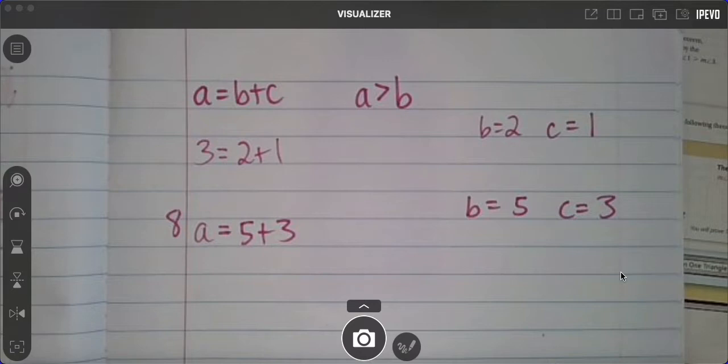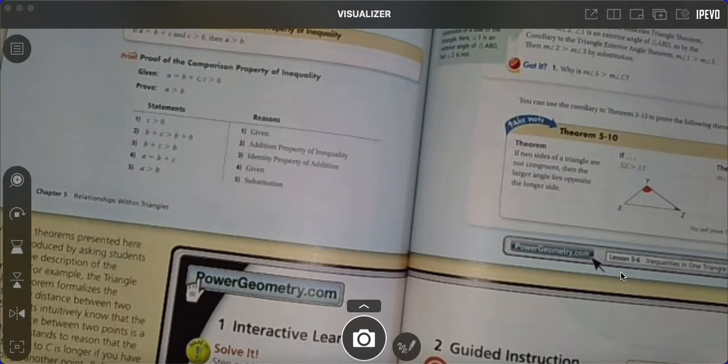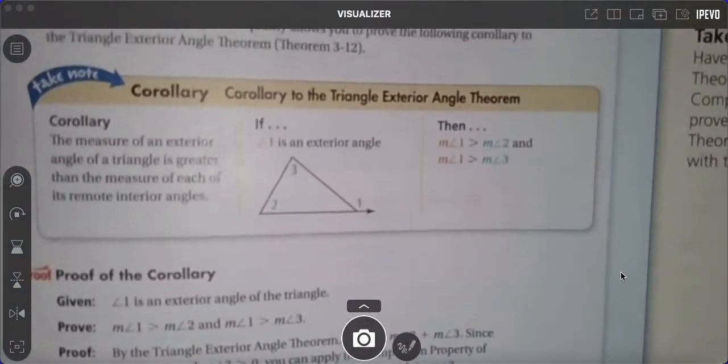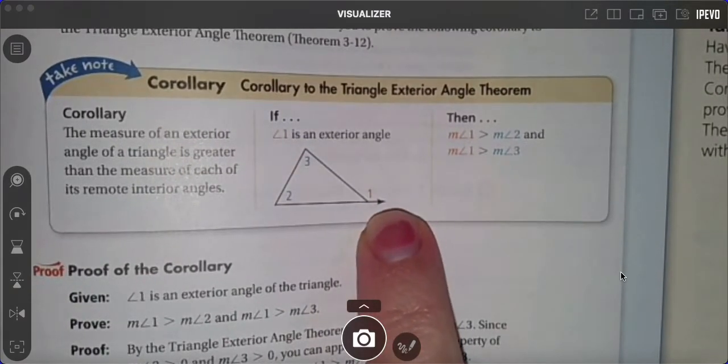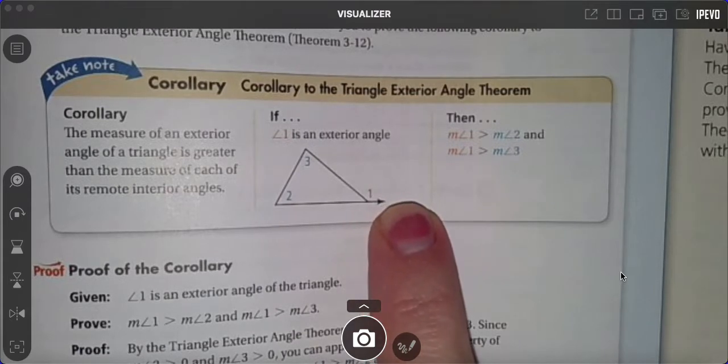Okay. All right. Then let's look at one more thing. We'll have some practice problems in a minute. Another little rule here. This is an exterior angle, right? That means it's on the outside of the triangle. Does everybody see that? Yes?